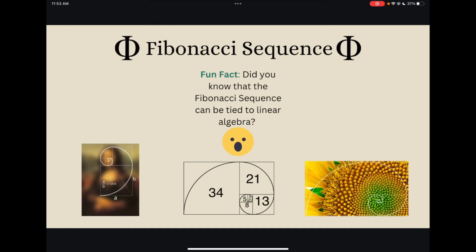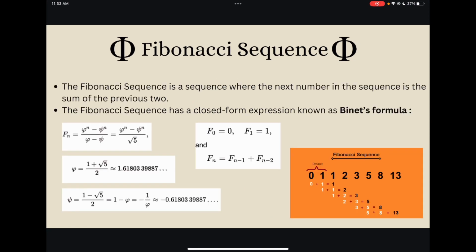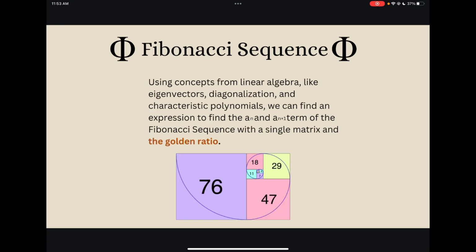The lesson we gave that day was on the Fibonacci sequence and linear algebra. We started off by giving a definition of the Fibonacci sequence and the golden ratio, and by using concepts from linear algebra such as eigenvectors or characteristic polynomials, we derived a single matrix that can be used to express the Fibonacci sequence. And that was the end of day 3 and our lesson.